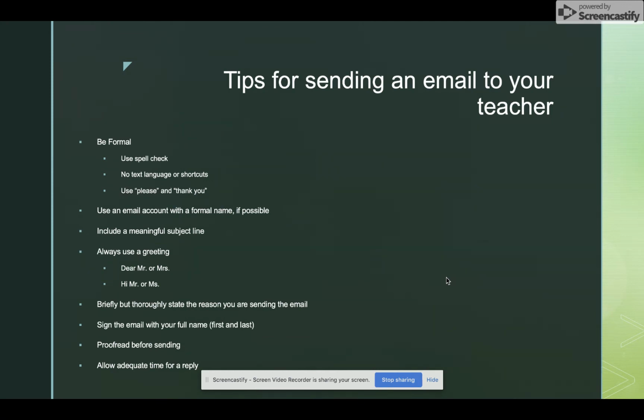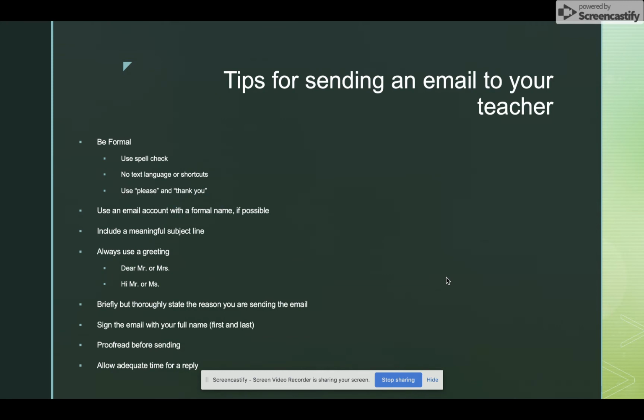For instance, I have about 5 different email addresses, but the one email address that I use for professional emails or for job emails is my first and last name at yahoo.com. So I just try to streamline my email name and make it something kind of formal.